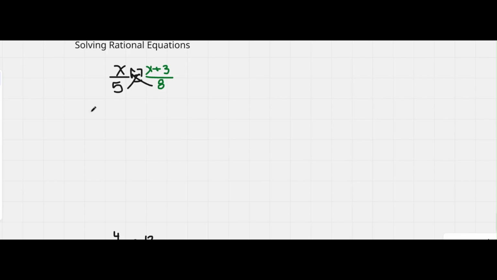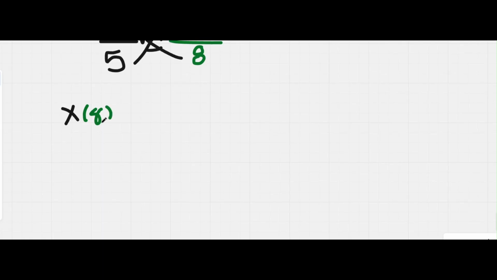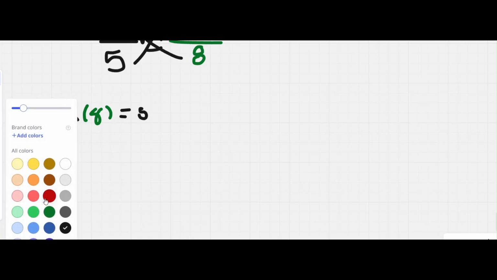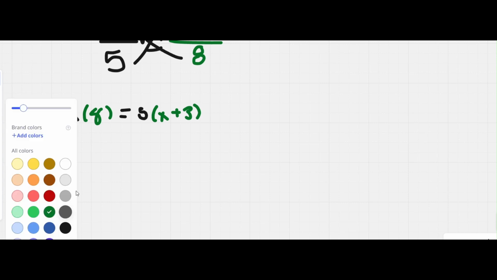So that's going to be x times 8 is equal to 5 times x plus 3. Now x times 8 is going to be 8x.